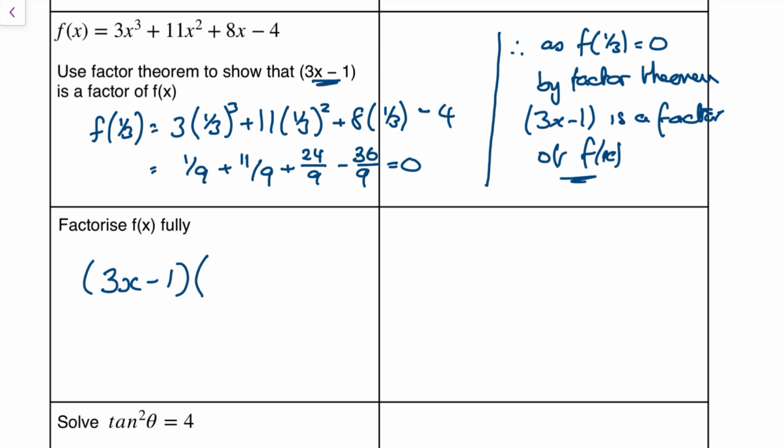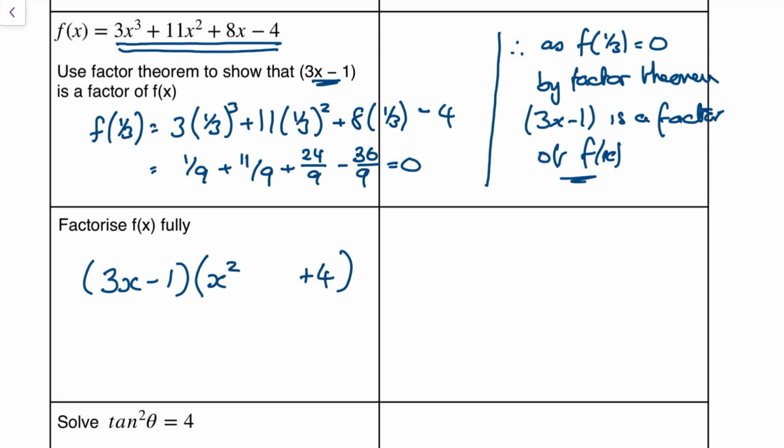So f of x, remember I'm back up here. So f of x is 3x cubed at the start. So what do I multiply 3x to get 3x cubed? I'll multiply it by x squared. Similarly, looking at the constants at the end, I've got minus 1 and I want it to be minus 4. So I'm going to multiply that by plus 4.